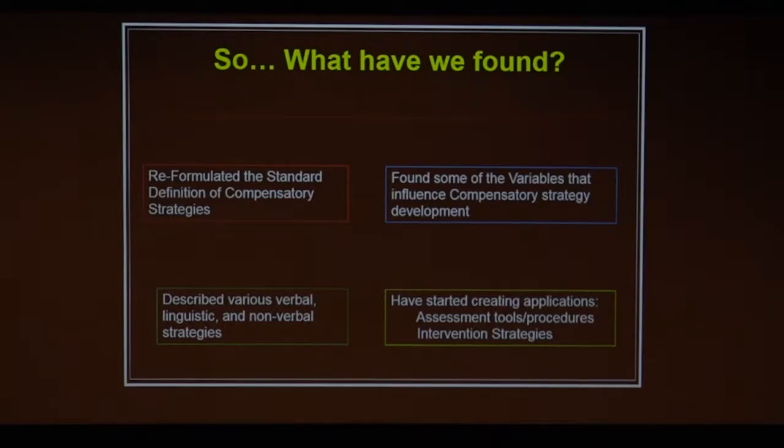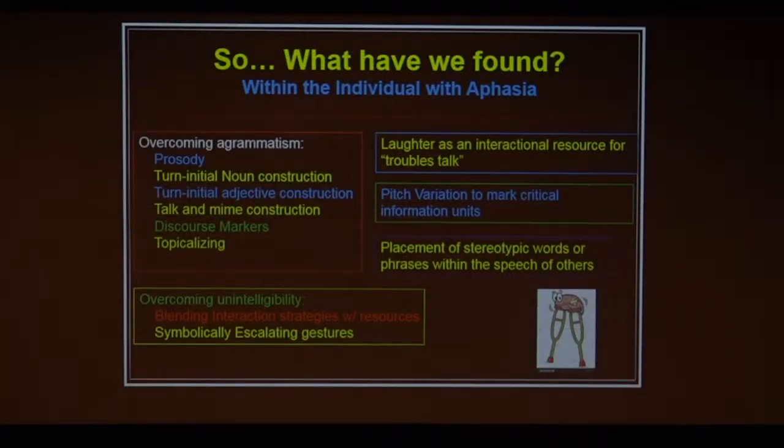And here are some of the things that we found. Number one, we've reformulated the definition of compensatory strategies in the field. We've described various verbal, linguistic, and non-linguistic compensations that people use to overcome their linguistic deficits. We found that some of these variables can influence the development of compensations themselves. Within the individual with aphasia, we find that they can create compensations to overcome, for instance, agrammatism, that is a lack of grammatical effectiveness in their speech, and there are different ways that they can do that, as you see on the board.